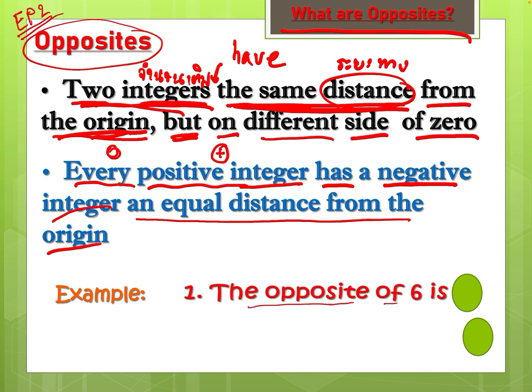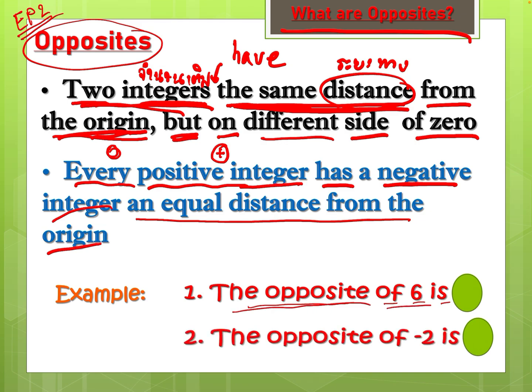For example, the opposite of 6 is what number should be here? The opposite of 6 is negative 6. The opposite of negative 2 is 2.